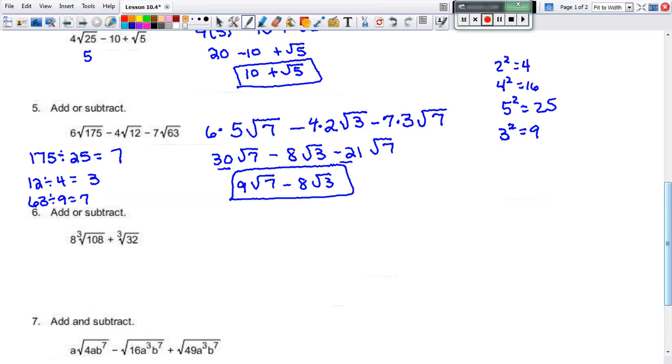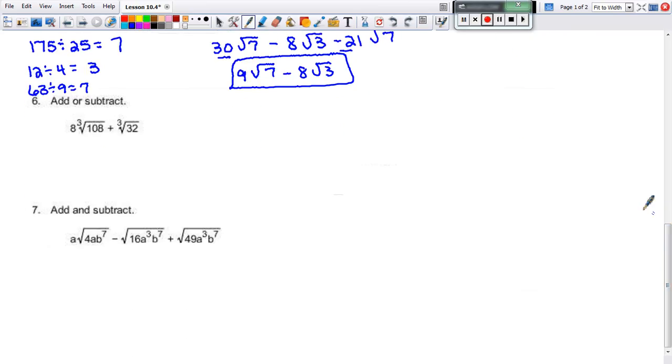Number 6. Number 6, these are cubed roots. So I need a list of cubes. So 1 cubed equals 1. 2 cubed equals 8. 3 cubed equals 27. 4 cubed equals 64. And 5 cubed equals 125. That's enough. Okay, 108. Well, let's do 108 divided by 64.